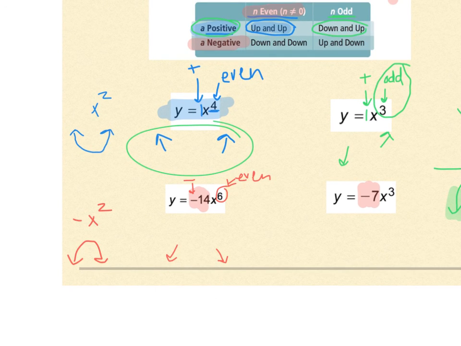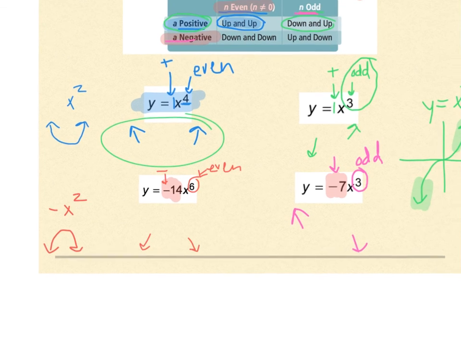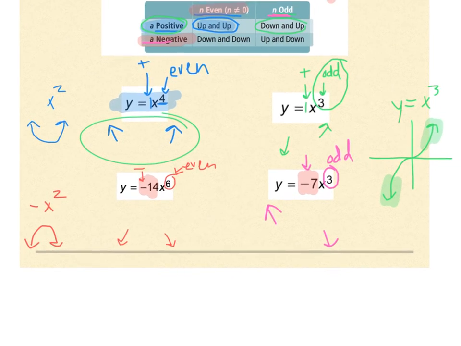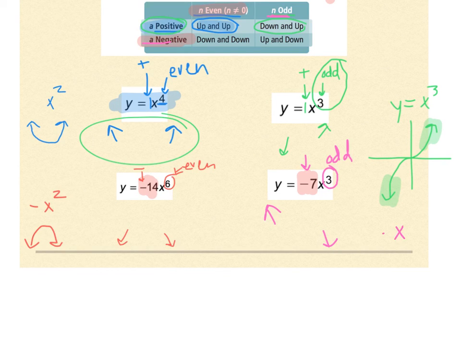Okay, and the last one, when a is negative and n is odd, so we have a negative 7, and our degree is odd, our graph is going to go up and then down. So it's just going to be the reverse of the x cubed. So if we had a negative x cubed, it would be that same thing as the green, but it would just be flipped. So it would look like this. So it starts going up and ends going down.